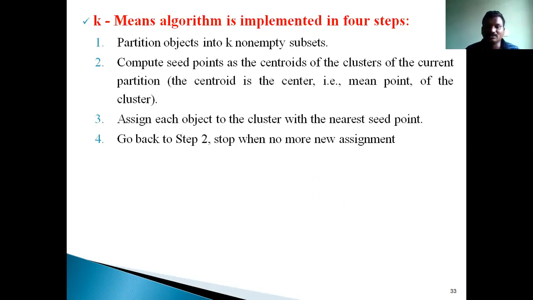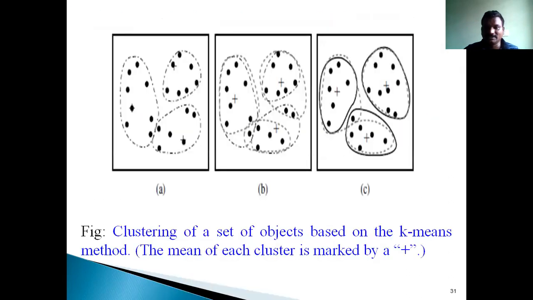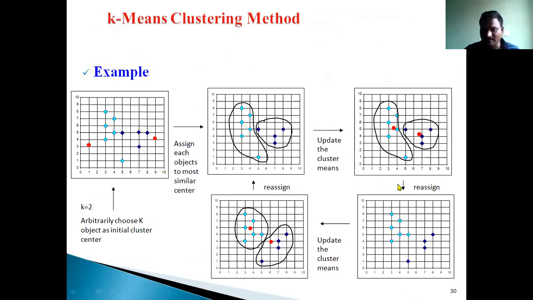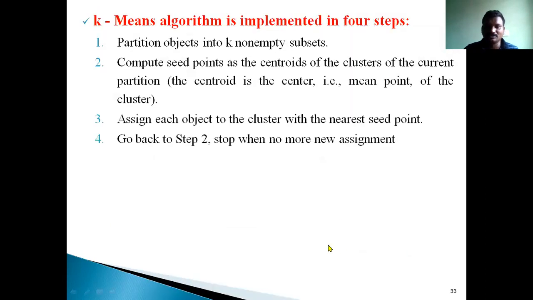And then go to step 2. In this case, assign a value. This value is reassigned. That means we again go to step 2. In this way we perform. Go to step 2. Stop when no more new assignments are there. If there is no more assignment, then stop. This is the algorithm.